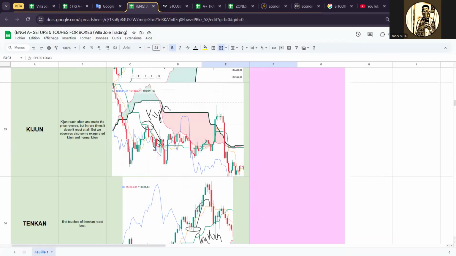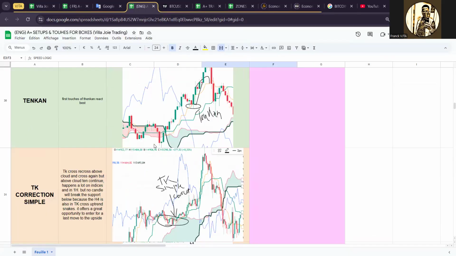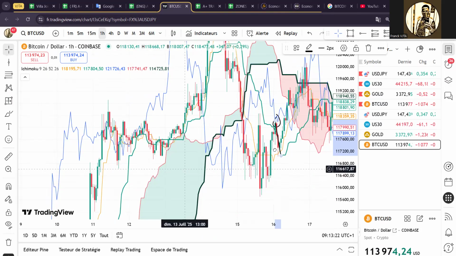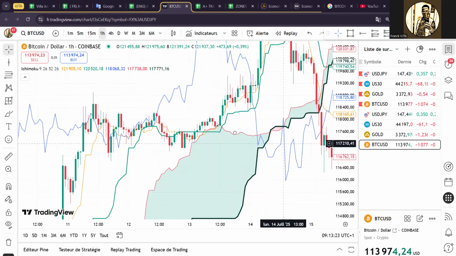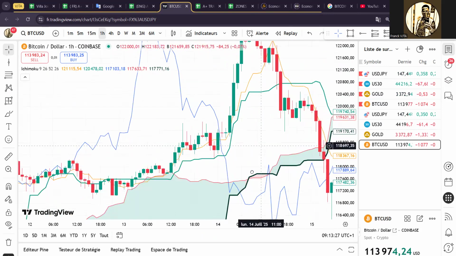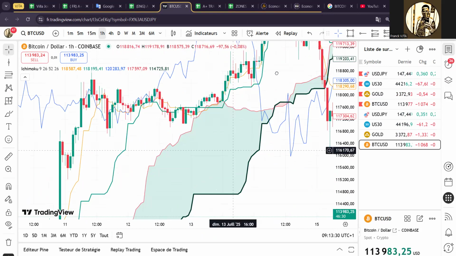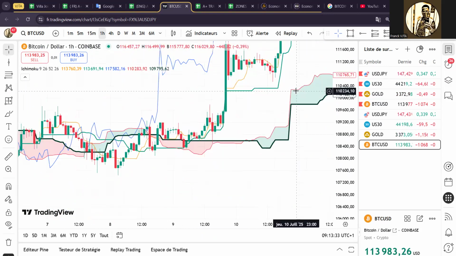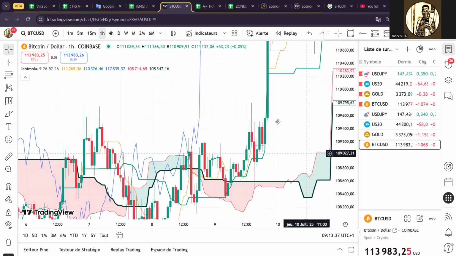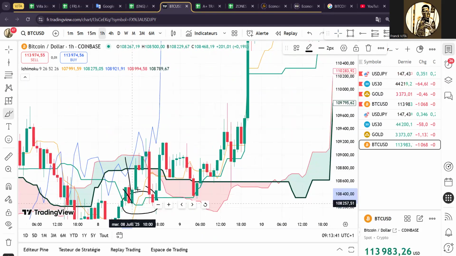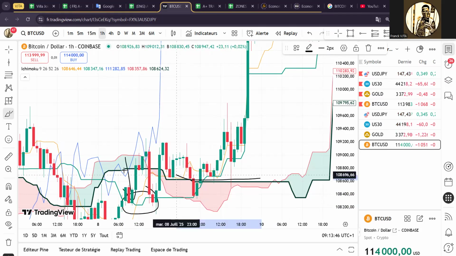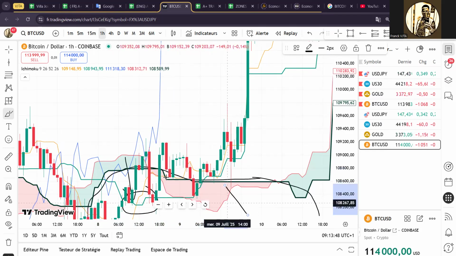Okay. Now let us talk about Tenkan. For Tenkan, what is best is that the first two touches of Tenkan are very good. So let me show you. From the TK cross, right? The TK cross here happened below the cloud, but I start counting Tenkan touches from above the cloud. This part below the cloud, I don't count the Tenkan touches. I count here, the part that's above the cloud.